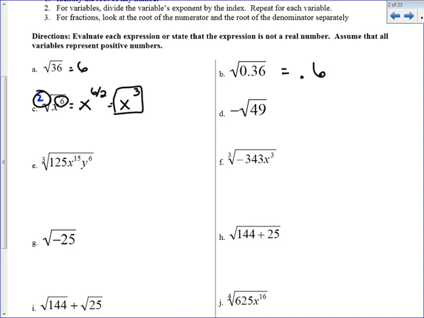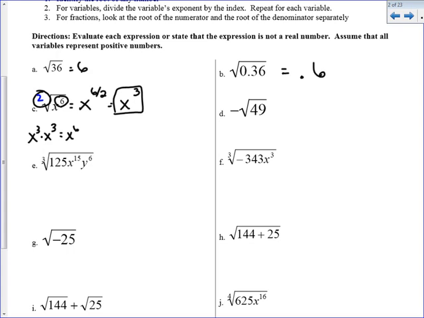Let's think about your definition of a square root. We said the square root of 25 is 5 because 5 times 5 is 25. What's x to the third times x to the third? What do you do with the exponents when you multiply? Add them. X to the 6. So that's why it works. It's just because x to the third times x to the third is x to the 6.